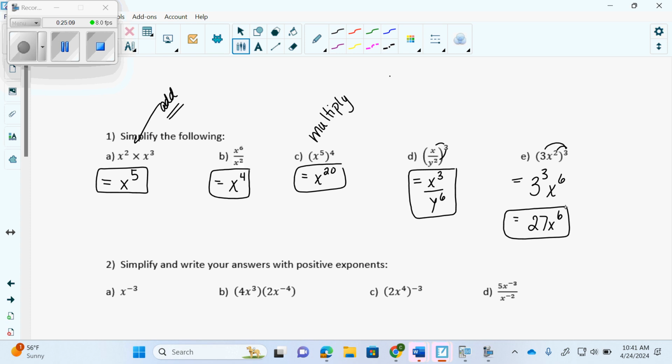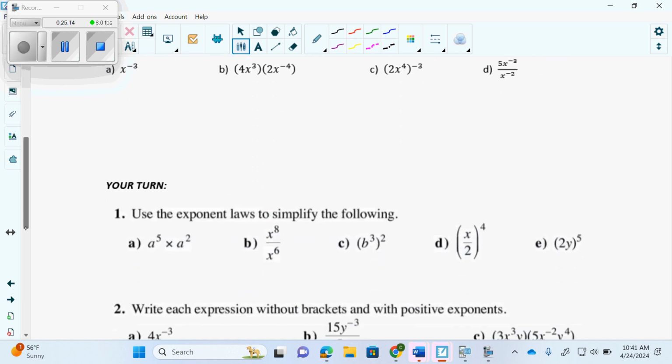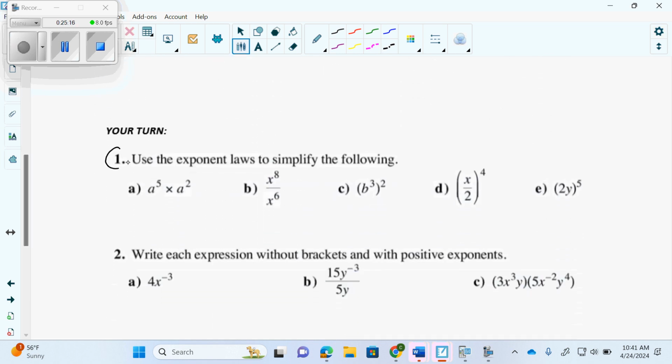We're going to bypass quite a few of these because we did more polynomials today than I was going to do. So I want you guys to try this one. Here we have a to the 7, because we add. Here we have x to the 2, because we subtract. Here we have b to the 6, because we multiply. Here we have to distribute, so we get x to the 4, and then 2 to the 4, which is 16. And then here I have to distribute the 5 to both, so I get 2 to the 5, y to the 5. 2 to the 5 is 32, so 32y to the 5.